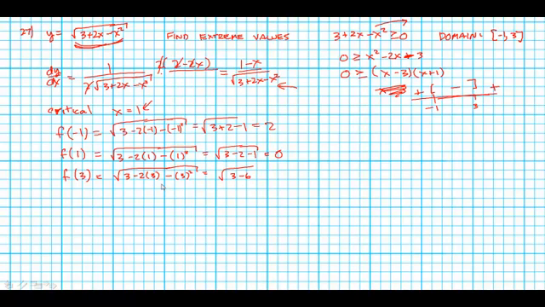Something's wrong here, because if that's the case, oh sorry, that's a plus sign. This is a plus sign, that's a plus sign. So this is a negative 2 here. This is 3 minus 2 minus 1, that's a 0.